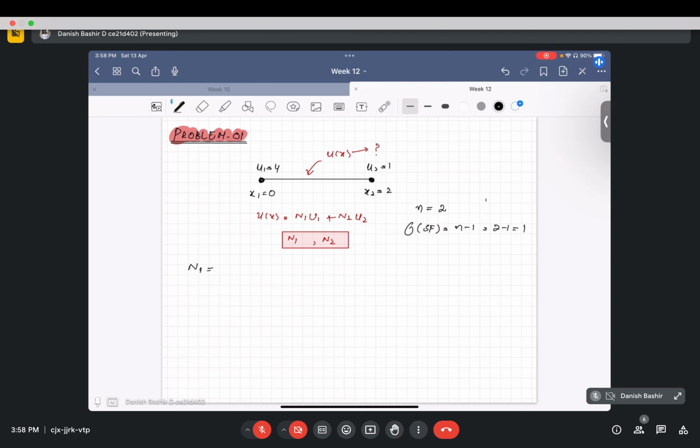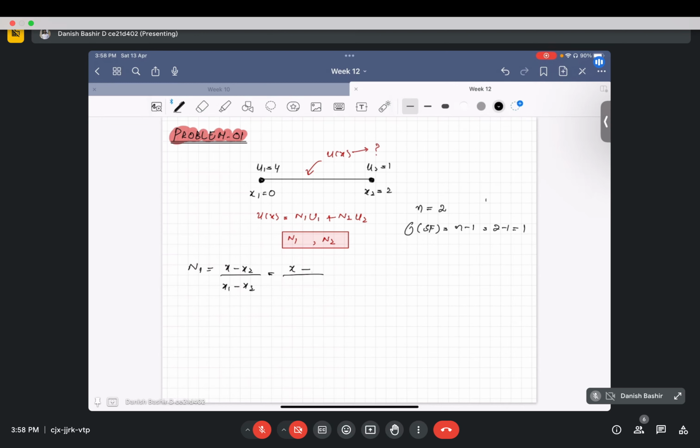Okay, so N1 is equal to (x minus x2) divided by the length of the element, that is (x1 minus x2). Okay, it is equal to, what is x? X minus x2 is 1 divided by x1 minus x2, that is x1 is actually equal to, sorry, I'm writing wrong.